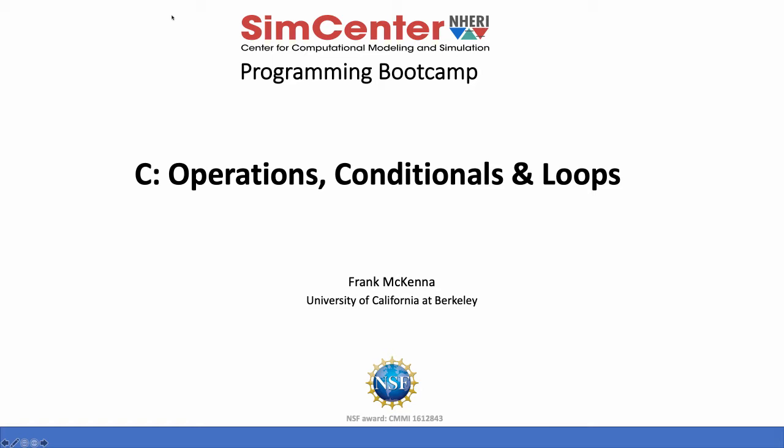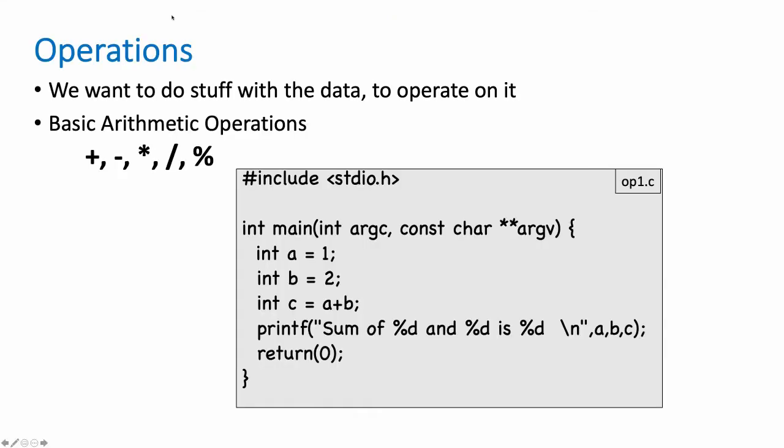In this video, we're going to have a short video on how the operations, conditions, and loops work in C. Basically, how do we work with data in C? Operations, we want to do stuff on the data. Previous videos just showed you creating characters, ints, and floats and printing them out. That's actually not doing very much. Now we want to start working with the data. So that's where operations come in.